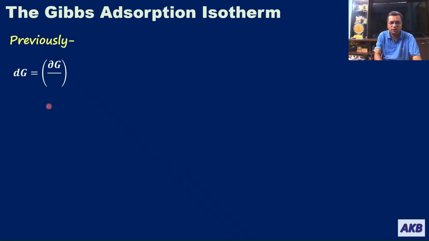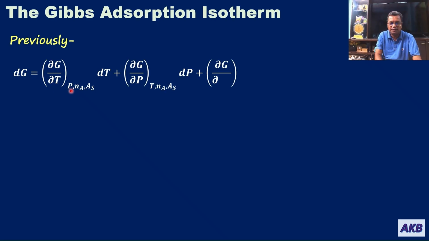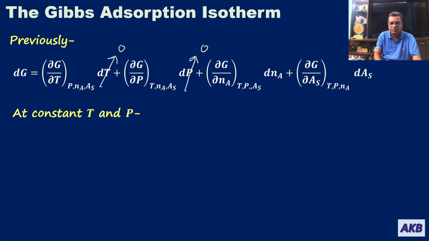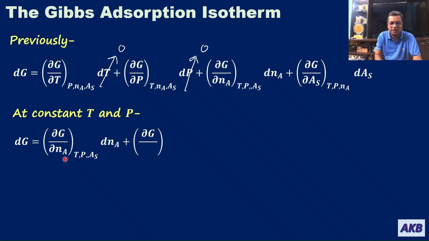Now previously we got this equation: dG is equal to ∂G/∂T into dT, plus ∂G/∂P into dP, plus ∂G/∂Na into dNa, plus ∂G/∂As into dAs. Now at constant temperature and pressure, dT and dP will become 0. That means now the equation for dG is written as dG is equal to ∂G/∂Na into dNa plus ∂G/∂As into dAs.